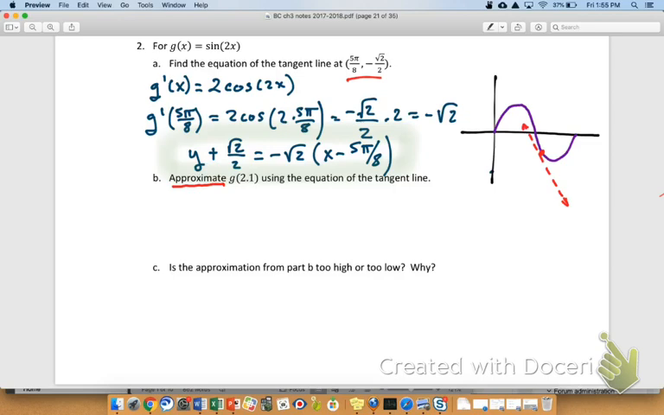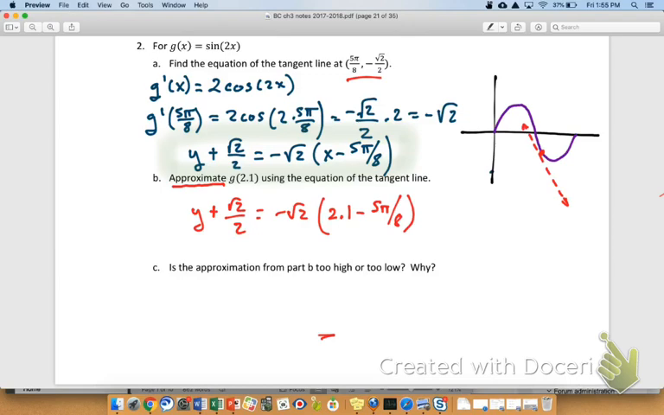So what you do with this, of course, y plus root 2 over 2 equals negative root 2 times 2.1 minus 5 pi over 8. And this would be where you'd use your calculator and evaluate everything, and you'd get some nice decimal answer.